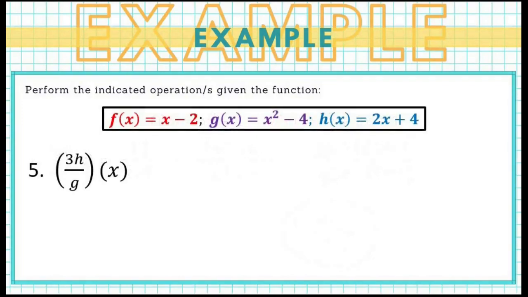Let's now have an example involving a series of operations. So we can write this as 3 times h of x all over g of x.